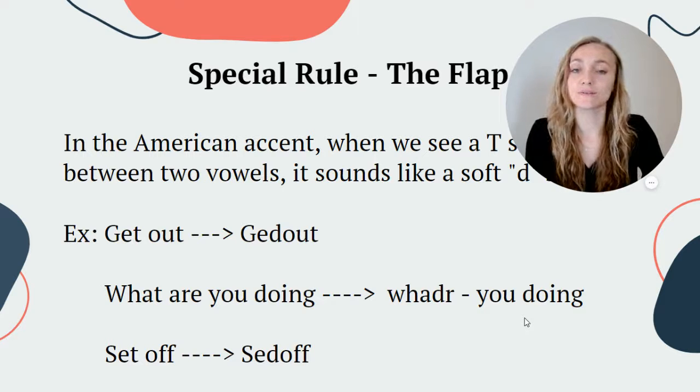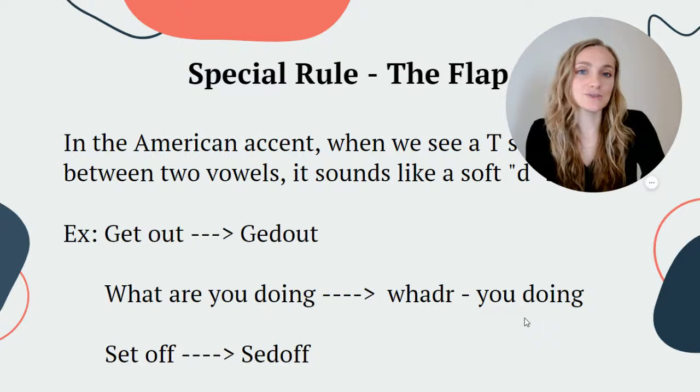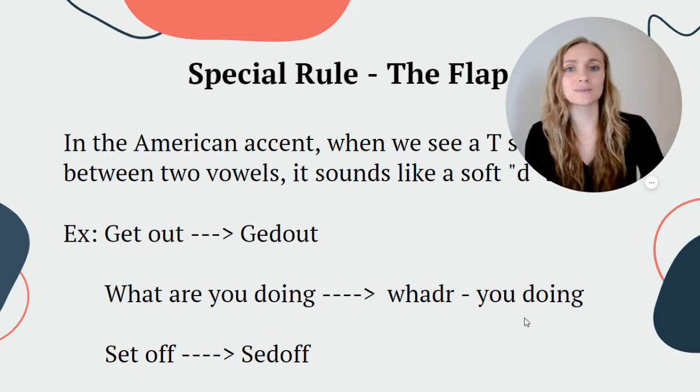And the flap T is one of the main ways that that happens. Okay, there are other rules that exist for the T in connected speech, but don't worry about that. This one is the main rule that is important for listening purposes. So pay attention to when these anticipated T sounds actually end up sounding like Ds when you hear people pronounce them out loud.